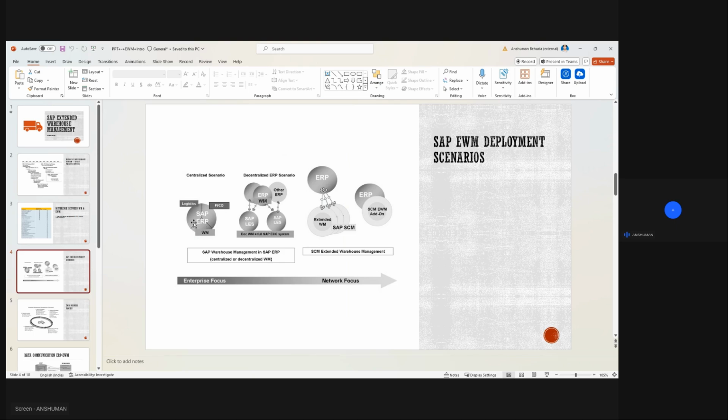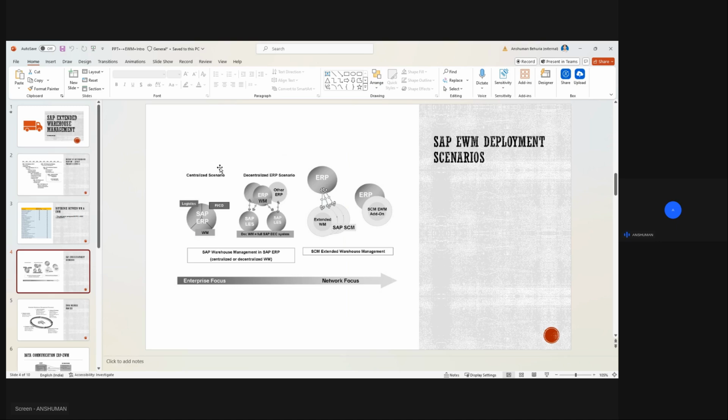Centralized scenario means you have a SAP ERP system. Inside that ERP, you have logistics, FICO, and a WM solution. Let's say SAP MM will be there, WM, SD and PP will be there, everything inside the SAP ERP, let's say SAP ECC. That is a centralized scenario. Data will be stored inside one system and you can use the data.